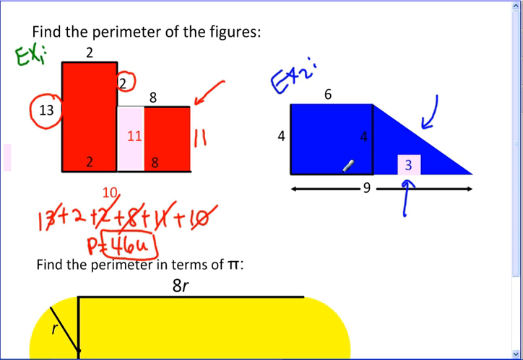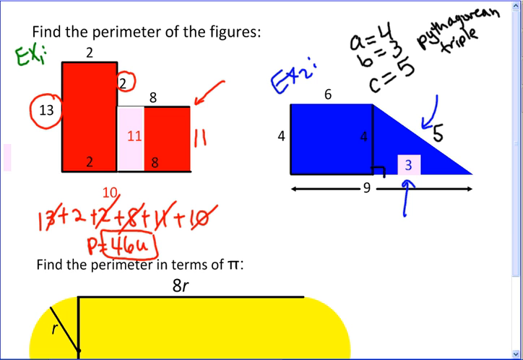Well, if I have a right triangle, and I've got 2 sides of that right triangle, how do I find the third? I use Pythagorean theorem. In this case, a is 4, b is 3. We know c has to be 5 because that creates a Pythagorean triple. Now I can easily add up all of the lengths of the sides. 4 plus 6 plus 9 plus 5, which is 24.